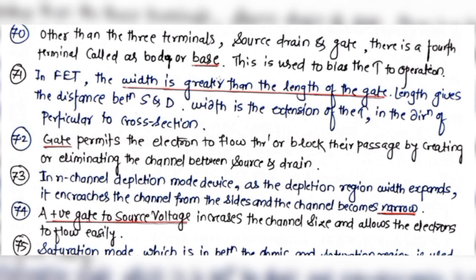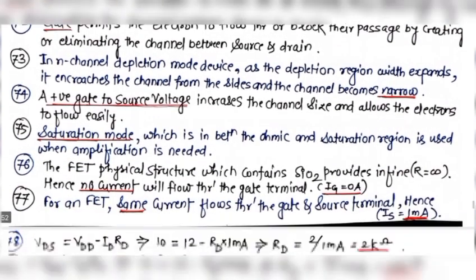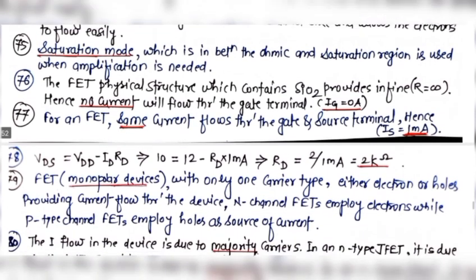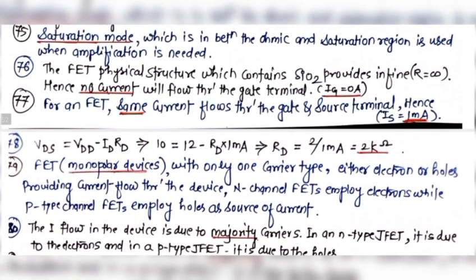In an n-channel depletion mode device, as the depletion layer region width expands, it encroaches on the channel from the sides and the channel becomes narrow. A positive gate-to-source voltage increases the channel size and allows the electrons to flow easily. Saturation mode, which is in between the ohmic and saturation region, is used when amplification is needed.